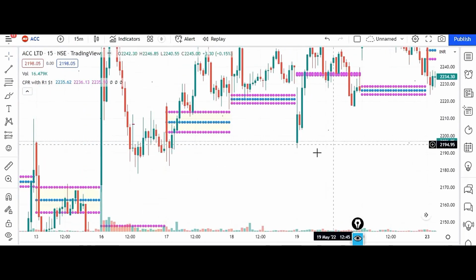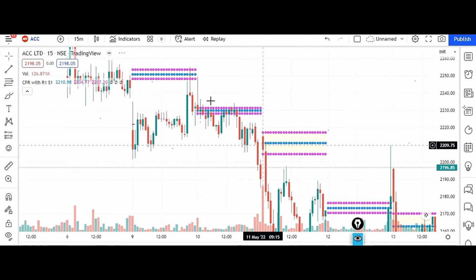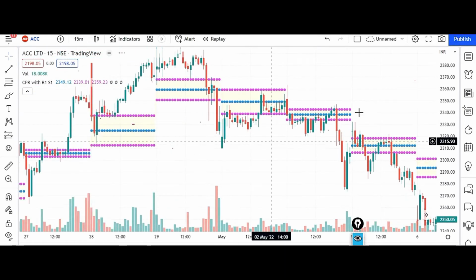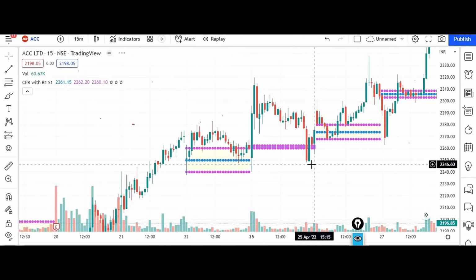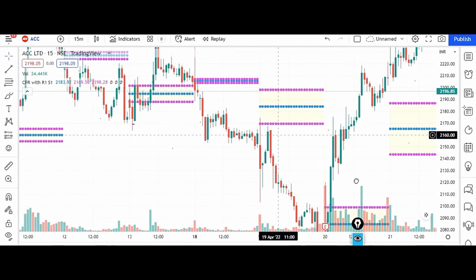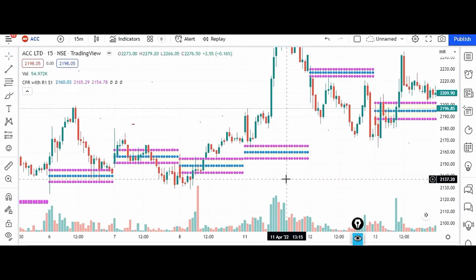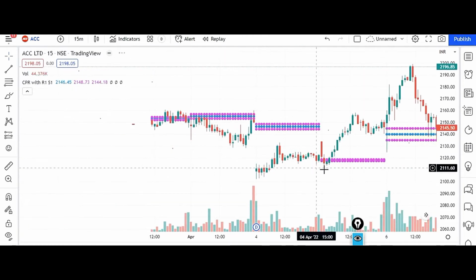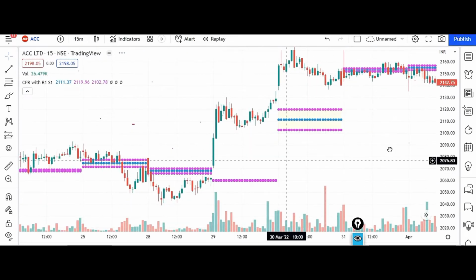See the trending. Trending downside. See trending upside. Breakout, either breakout or trending. See downside or see the trend upside. It failed here. Trending.